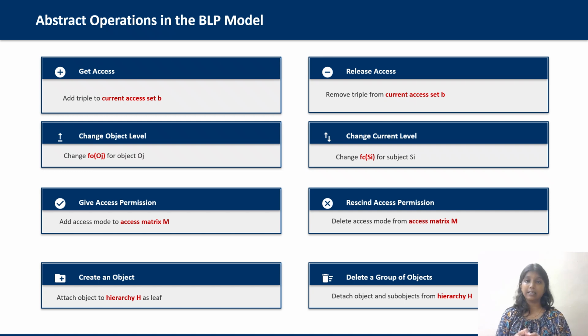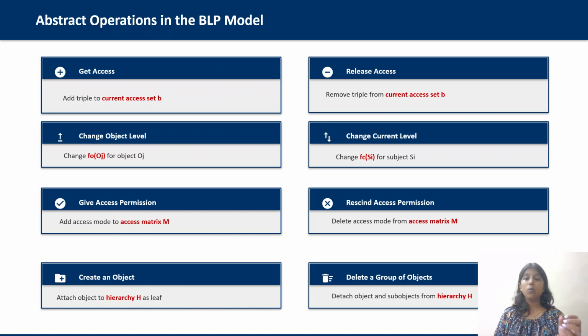Next is release access. It is the opposite of get access: remove the triple from the current access B. What is the triple? Subject, object and access mode, which we have already seen in the previous slide. Next is the current change level: change FC, which is the current state of subject for subject Si, which means FC of Si is being changed.